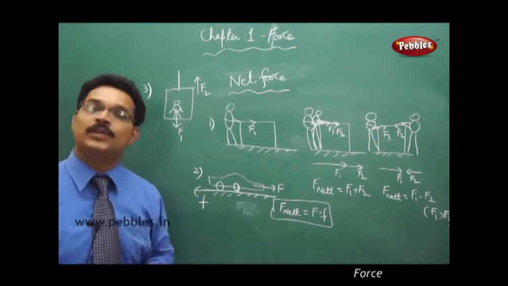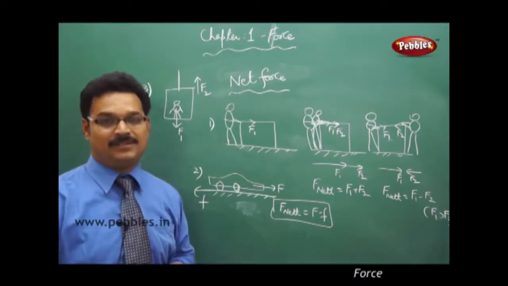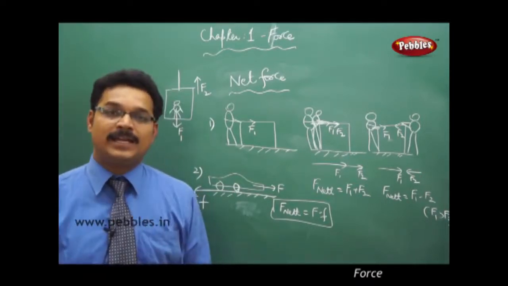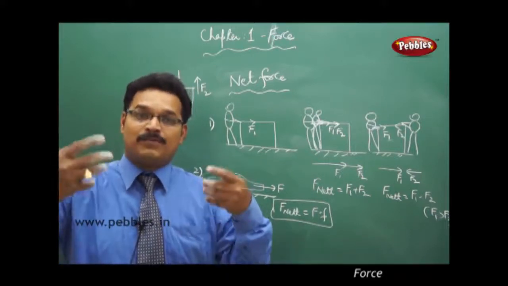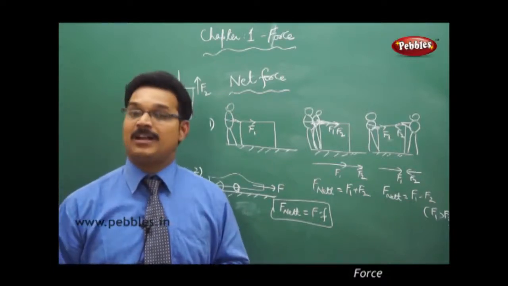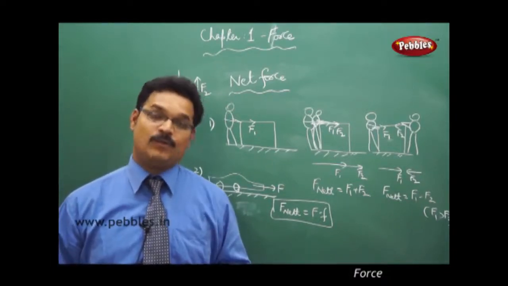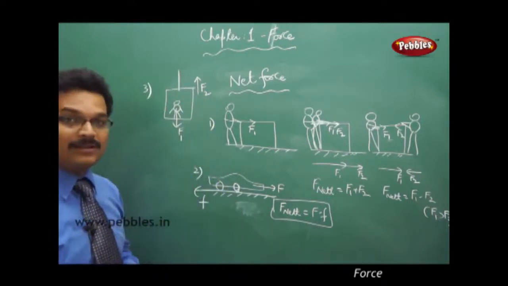But generally, it won't happen. No elevators will move with constant speeds. That's why when you're standing in the elevator or lift, you feel that you are moving up or going down, or some jerks you feel, because they are not moving with constant speeds. Why are they not moving with constant speeds? Because these two forces are not equal.